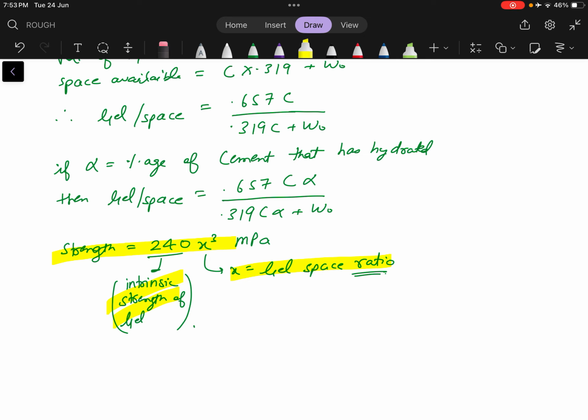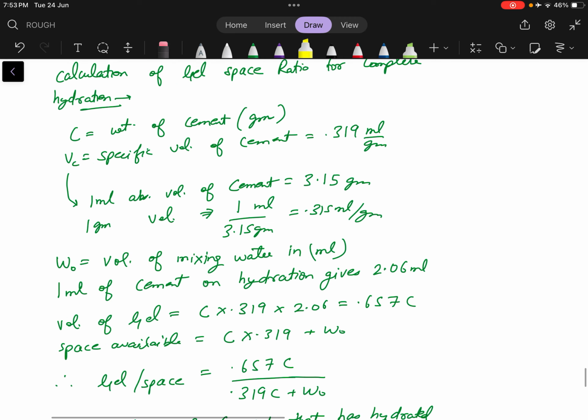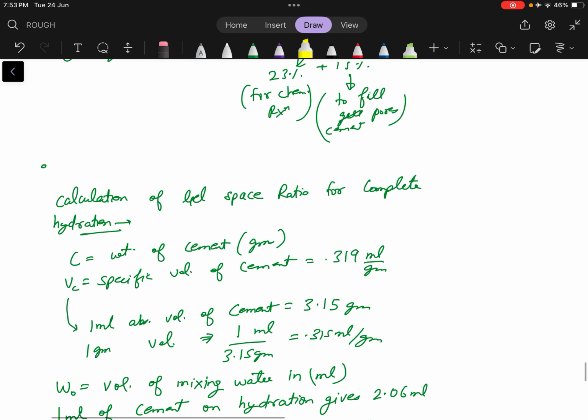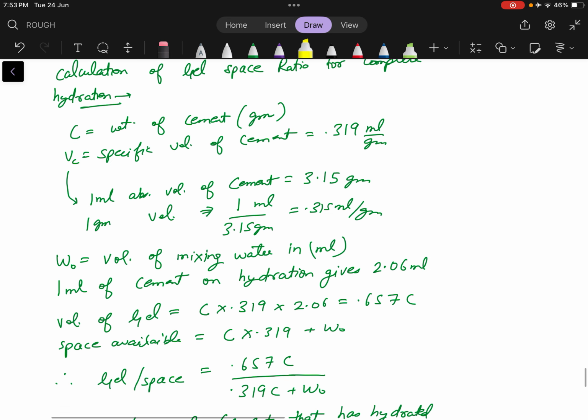So cement और water को जब हम मिलाते हैं तो फिर it forms a gel. That gel you can call it as CSH gel. That gel we are talking about. So now you see that suppose there is C gram of cement, then we know that density of cement is 3.15 gram per cc, that is 1 ml.